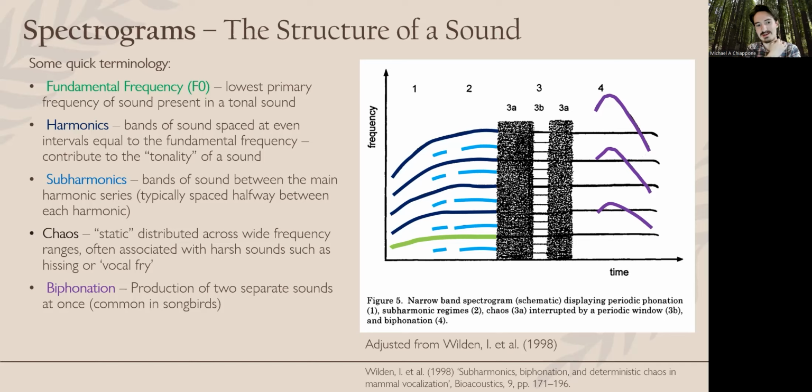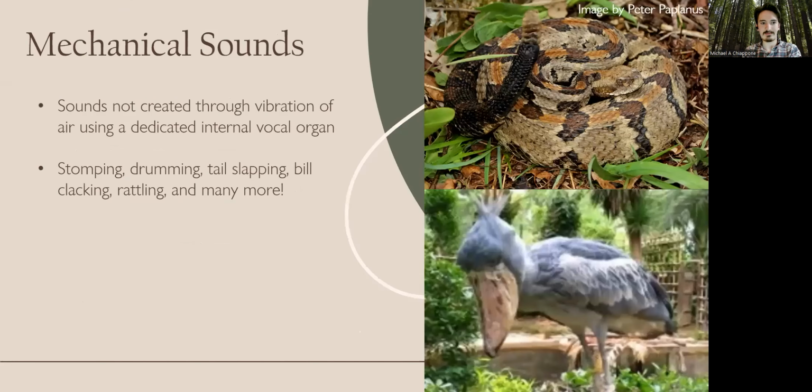Chaos, on the other hand, is static that is distributed across wide frequency bands, and is often associated with harsh sounds like hissing or vocal fry. Biphonation, which is shown on the far right, is actually the production of two separate sounds at the same time. This is common in songbirds, and we'll discuss that a bit more later.